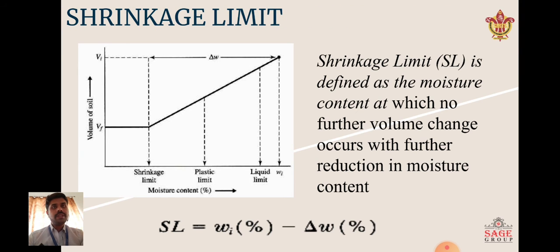The last is the shrinkage limit. The shrinkage limit is defined as the moisture content at which no further volume change occurs with further reduction in moisture content. So the shrinkage limit is equal to Wi percentage minus delta W percentage.